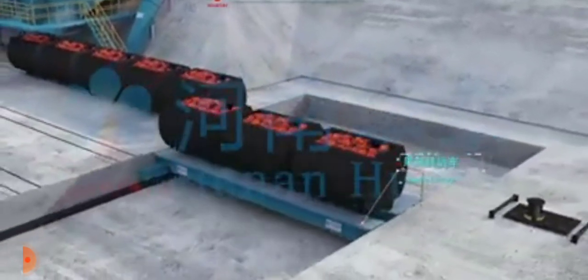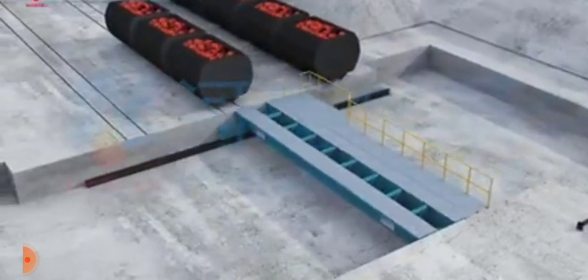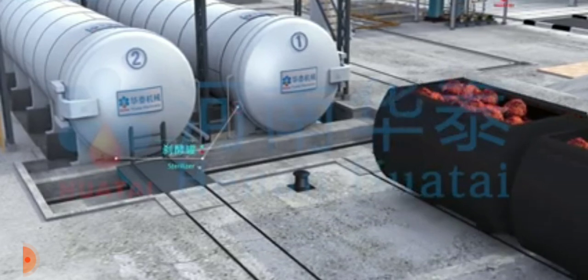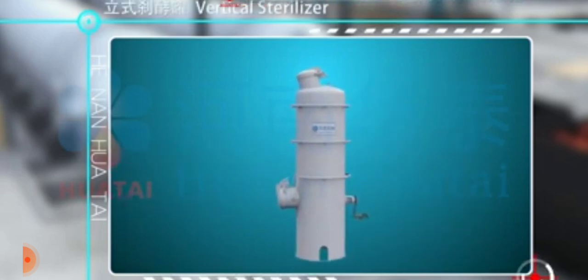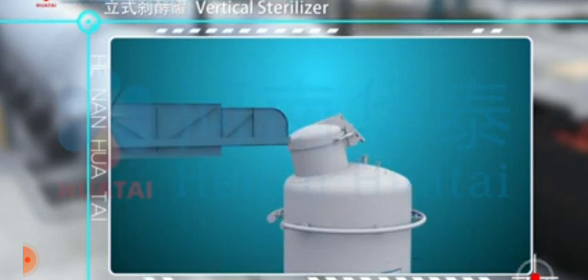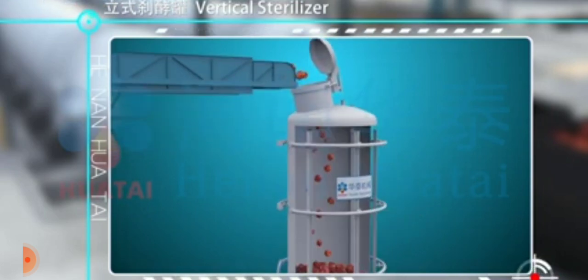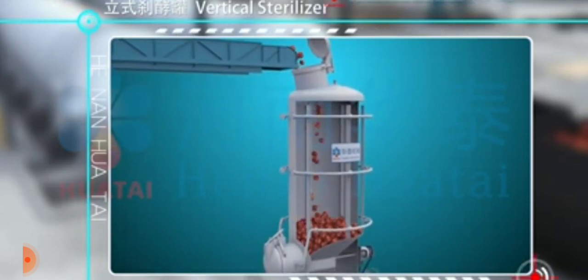The cage is transported on the orbit through the transfer carriage and enters the sterilizer. The sterilizer is divided into horizontal sterilizer and vertical sterilizer. Take the vertical sterilizer as an example. A scraper conveyor conveys and distributes fresh fruit bunches in the vertical sterilizer.